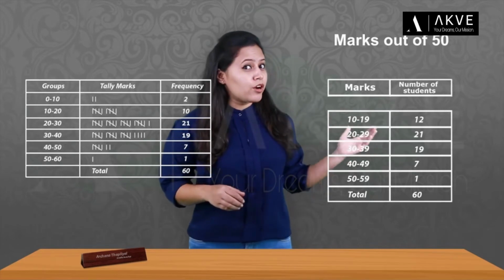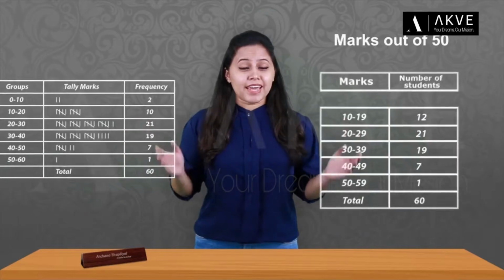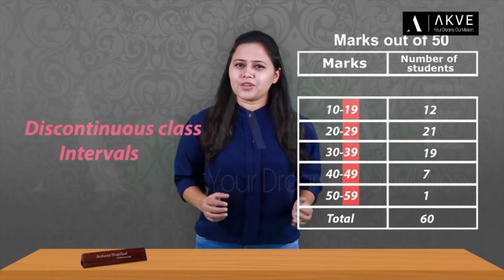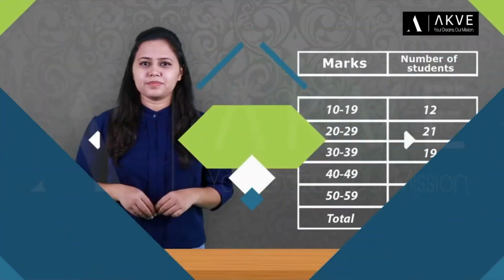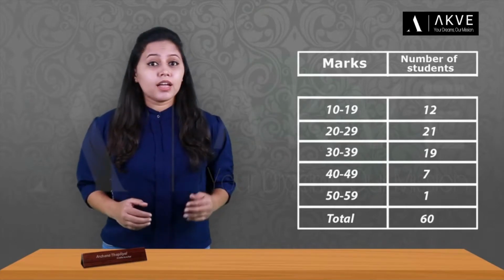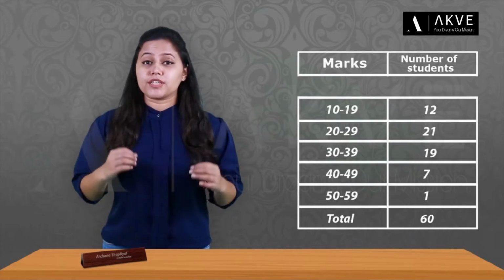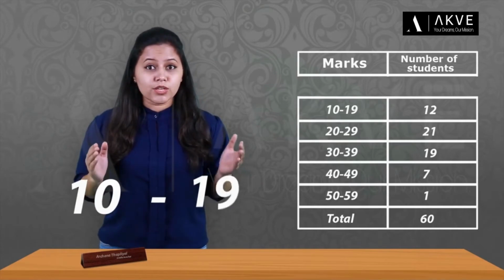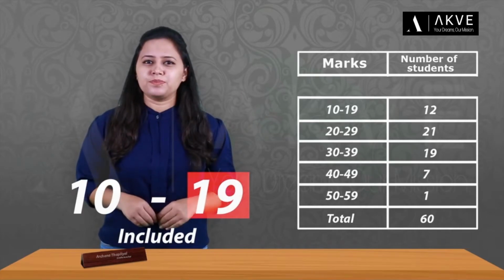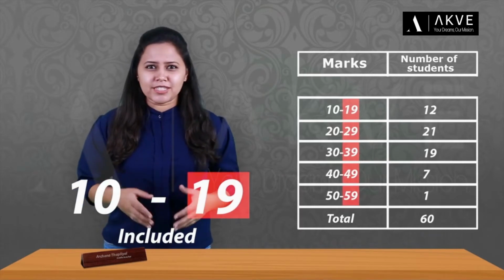Any idea what we call such intervals? Discontinuous class intervals? Yes, you said it right. Such intervals are called discontinuous class intervals. A unique thing about discontinuous class intervals is that the upper limit of a class is included in that class. For example, the class 10 to 19 includes the observation 19 as well. Similarly for the other classes. Interesting, isn't it?